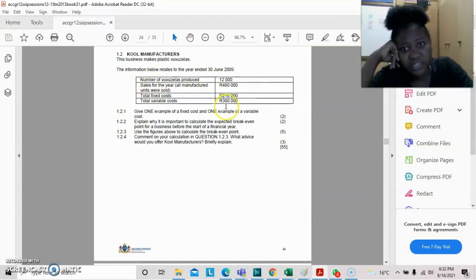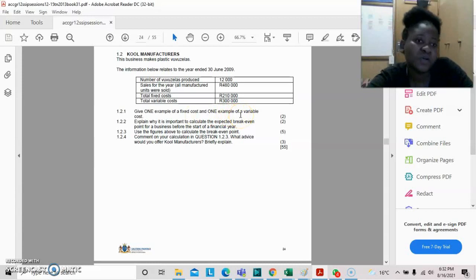okay, so this is the last part of it, but this is like a completely different question. It's not related to the one that we just did at all. So this is just asking you, based on the information provided here, they're saying this business makes plastic vuvuzelas. The information below relates to the year end of 30 June. Okay, they have number of vuvuzelas 12,000, sales for the year, total fixed cost, variable cost. So saying give one example of a fixed cost and one example of a variable cost.